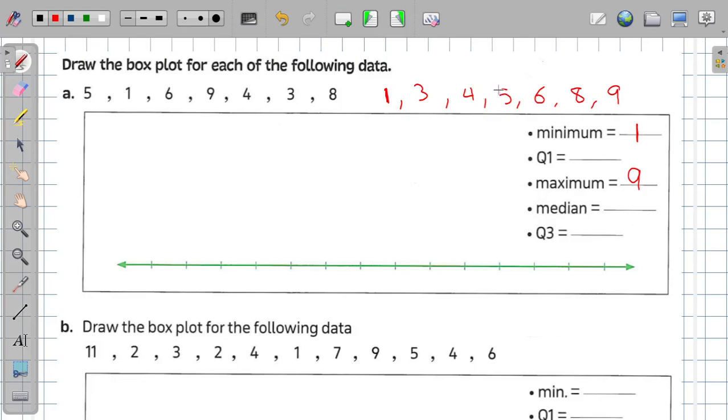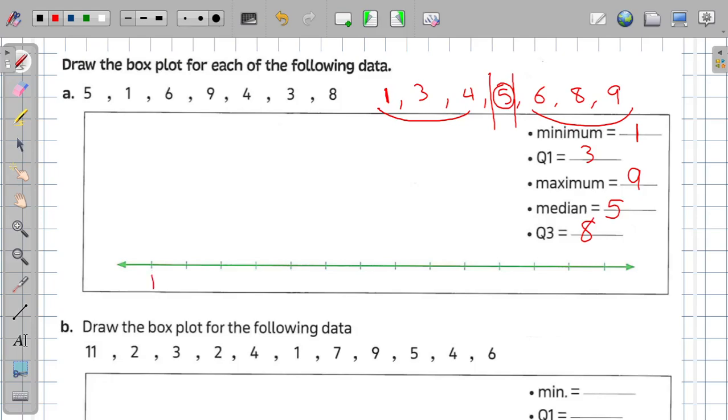The median is the number in the middle. I have 5. I have 2 groups. This is the first group and this is the second group. The median of the first group, or the lower half, is 3. So I have Q1 equals 3. And the median of the second group, or the upper half, is 8. So I have Q3 equals 8. Okay, after that we can draw the box plot.